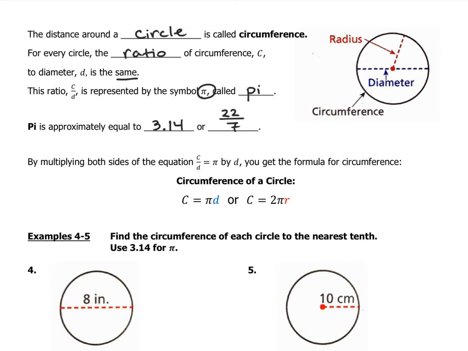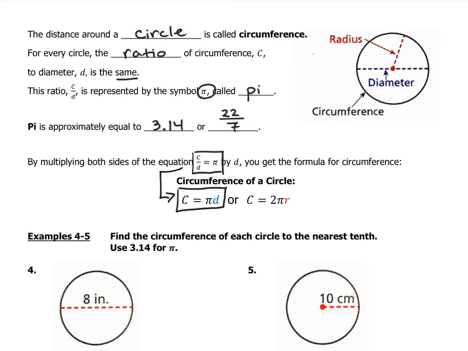We get the formula for circumference of a circle by taking this ratio, C over D equals pi, and multiplying both sides by D. And when we do that, we get the formula for circumference of a circle. The circumference of a circle is equal to pi times its diameter, or C equals pi d.